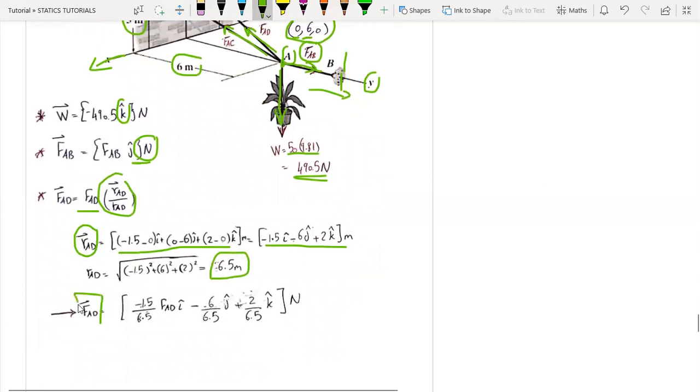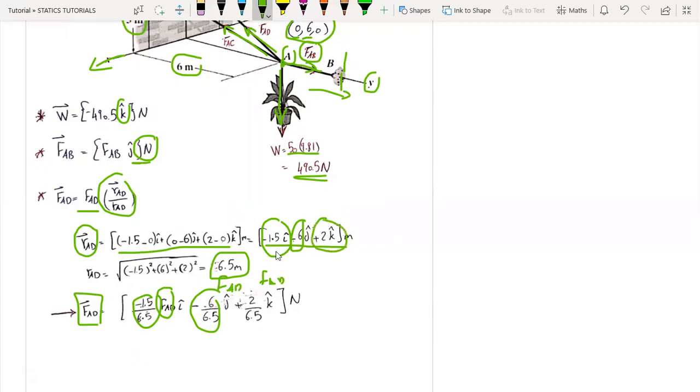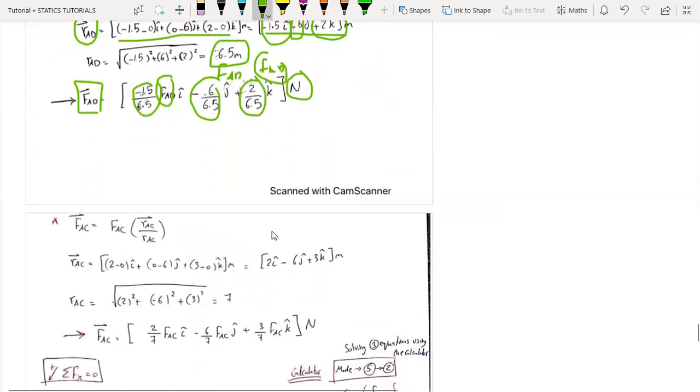Now we are ready to write the force of AD in the Cartesian vector notation. So minus 1.5 over the magnitude, which is 6.5, multiplied by F_AD i hat, minus 6 over the magnitude 6.5 F_AD j hat. Here I forgot to write F_AD, and here also F_AD. Plus 2 over the magnitude 6.5 multiplied by F_AD k hat, and it is in newtons.